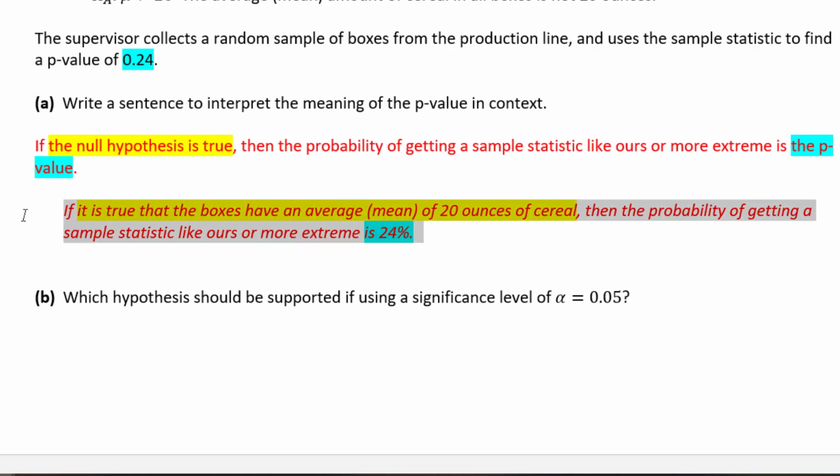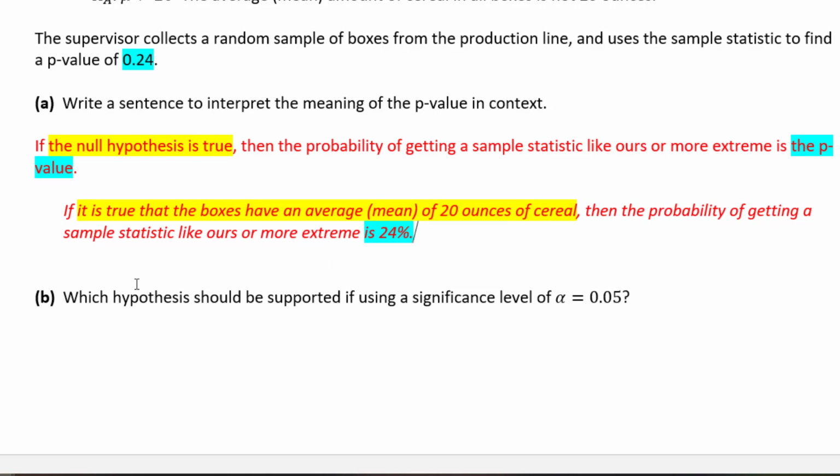So overall, it reads, if it's true that the boxes of cereal have a mean of 20 ounces of cereal per box, then the probability of getting a sample statistic like ours or more extreme is 24%. That's a pretty good chance. There's a 24% chance of getting a sample statistic like we saw.